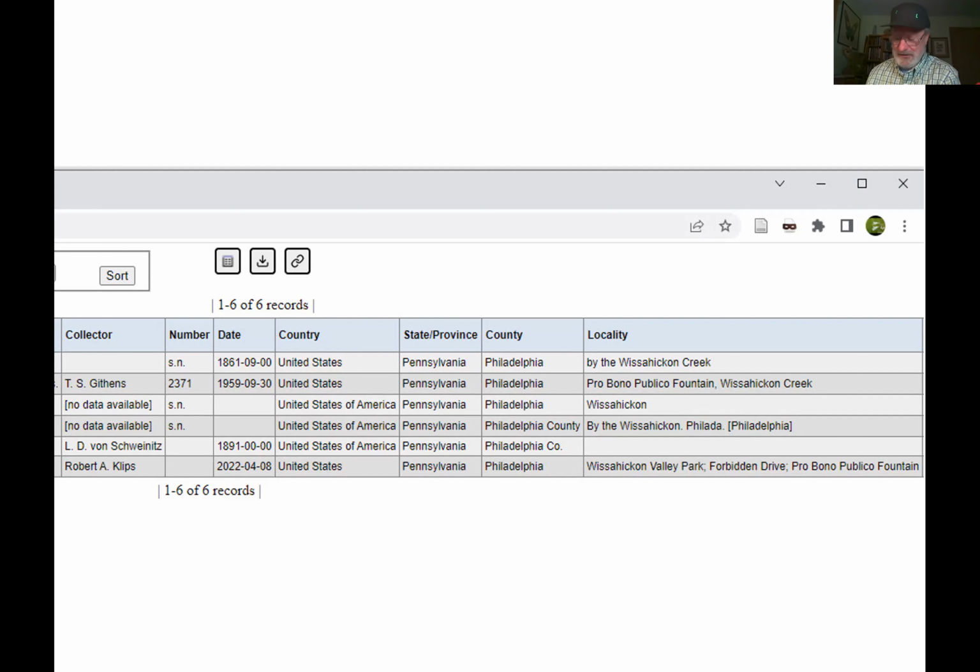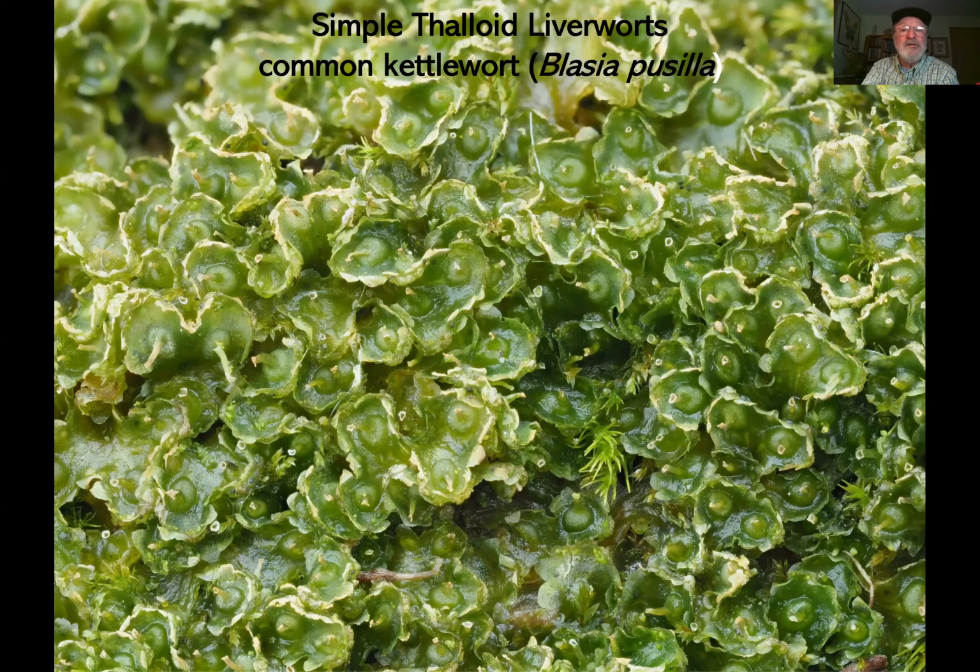This liverwort's been hanging out there all this time, and people don't seem to notice them as much as they do other things. So one of the nice things about liverworts is you can make substantial contributions by becoming aware of these little guys. Another simple thalloid liverwort that's not very common in Ohio, called common kettlewort, is Blasia pusilla. And in this picture, we see these little swellings. I believe these are flask-like swellings within which gemmae are produced.